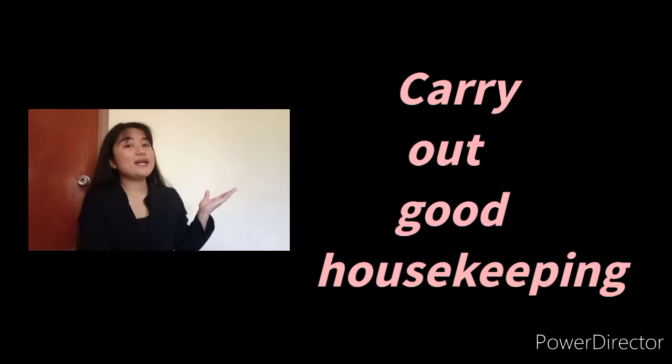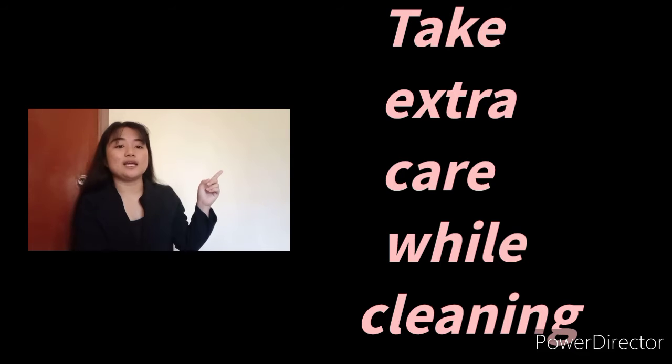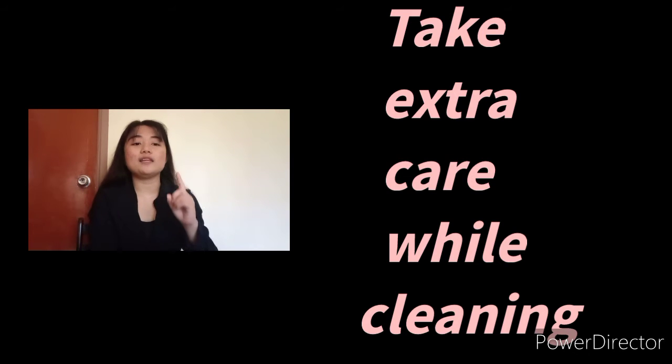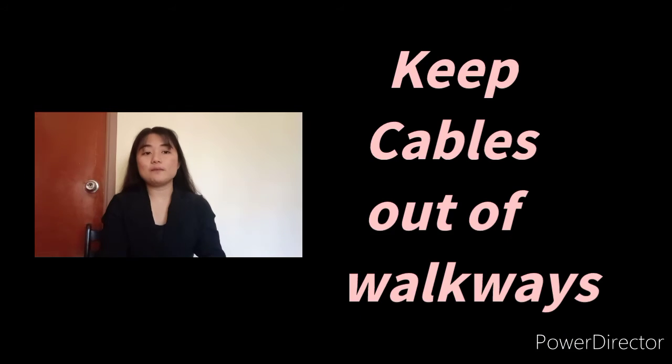So, to minimize slip, trip, and fall hazards, you should carry out good housekeeping. Clean spillages and move obstructions out of walkways right away. Take extra care while cleaning. Avoid leaving puddles behind and make sure the cleaning materials you are using are correct for the type of floor in your kitchen. Dry mop where possible to eliminate risk altogether. Keep cables out of walkways. Use the nearest plug socket for appliances.